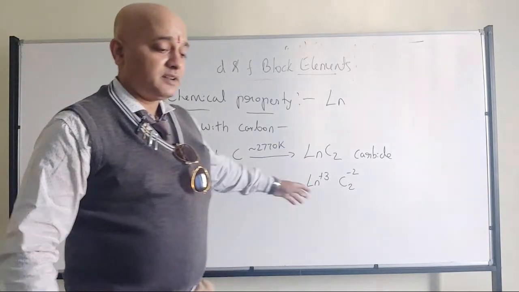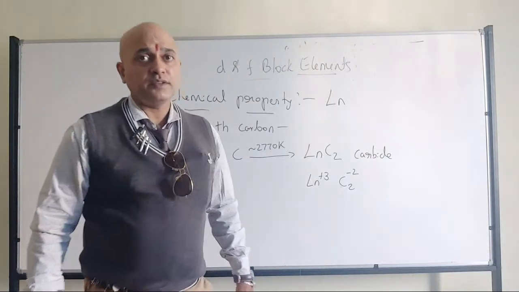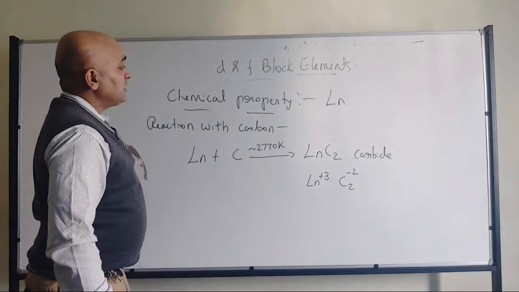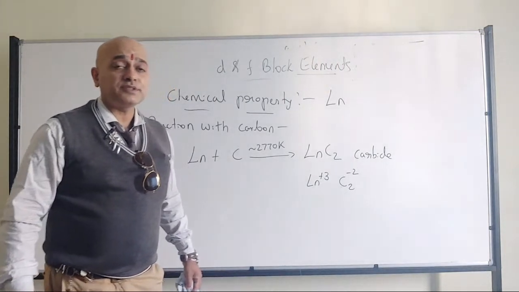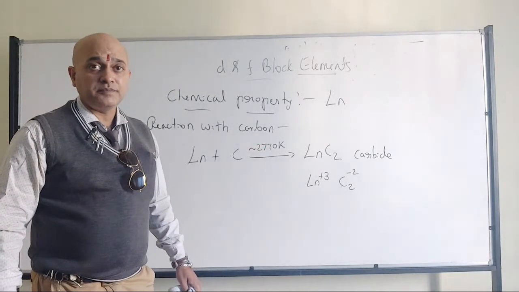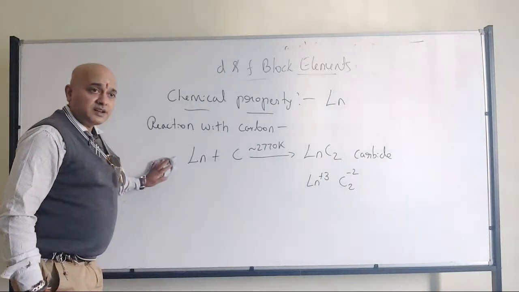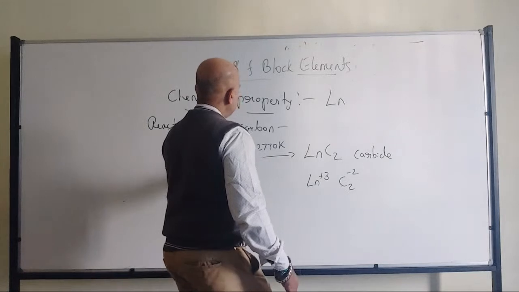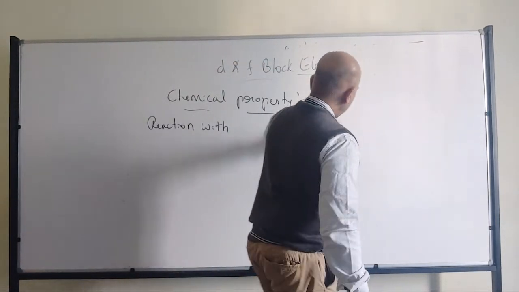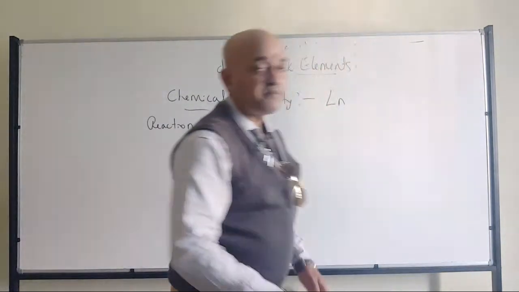So carbides, normally they are used as superconductors and all. In those materials it will be used. Different types of carbides will be formed, and this is one of the carbides which I have written, which will be found whenever carbon is treated with lanthanoids. So this is another character for metallic character. They are going to form the respective carbides.